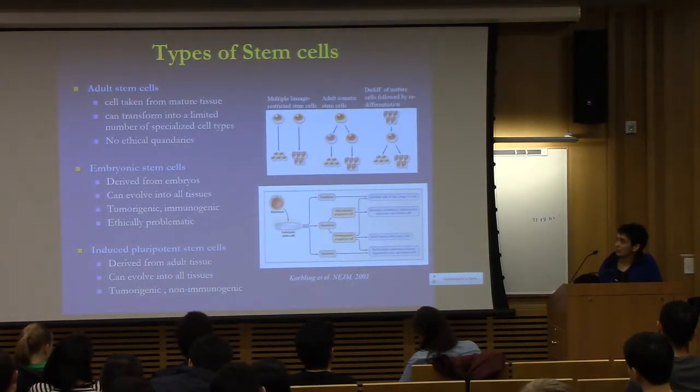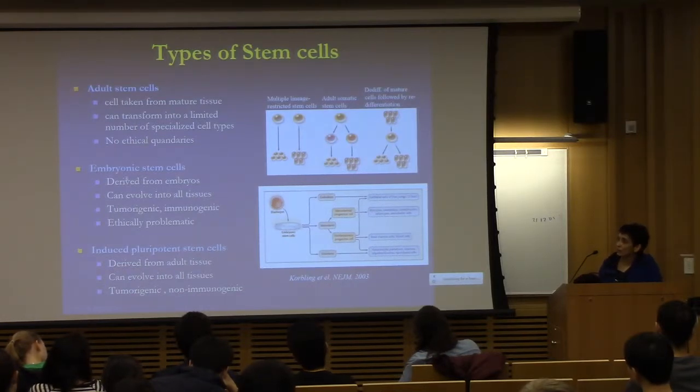So what are the different kinds of stem cells? So we have adult stem cells, which can be taken from mature tissue, but they can only form limited tissues. So if you take bone marrow stem cells, they can usually form bone marrow components.